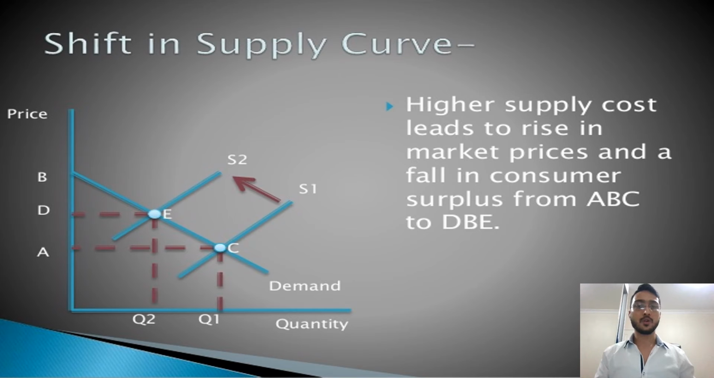So all the producers and consumers have to think about this, and it is very essential to look at the consumer surplus and producer surplus to make the market efficient.